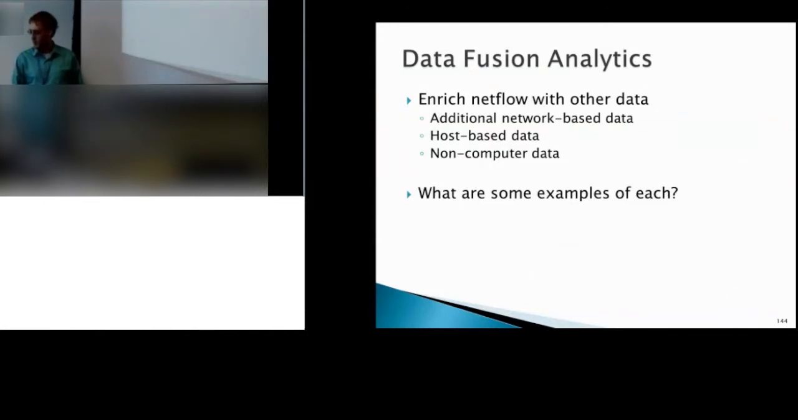So, what are some examples of other kinds of data? I listed a few. What are some others? Any kind of server logs. SMTP. The authentication. Server logs. Authentication data. Asset data.